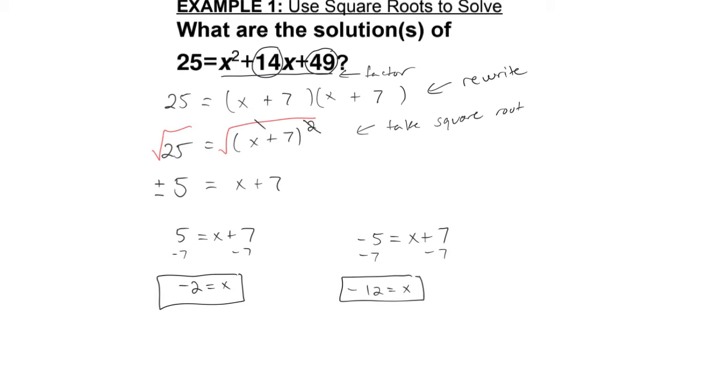Essentially, when you get a question set up like this and it says use square roots to solve, most of the time you're going to get something like x plus 7 times x plus 7, where you can rewrite it as x plus 7 squared. You're going to look for something like that so that you can take the square root of both sides and then solve.